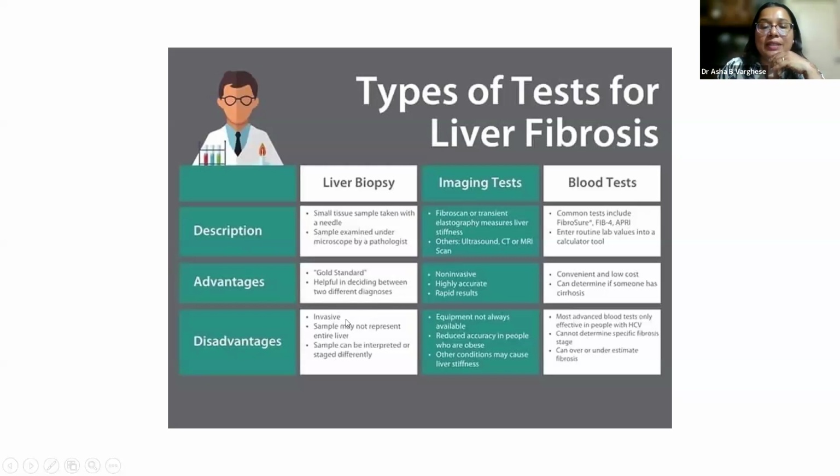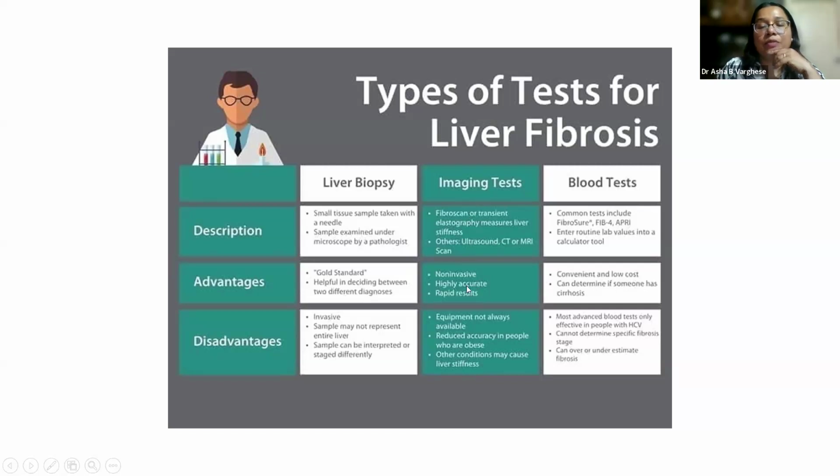What are the disadvantages? It is an invasive procedure. The sample may not represent the entire liver. See, a biopsy is only taken out of a small portion. A biopsy cannot be taken from the whole liver. So this is a disadvantage: we cannot tell if, say, the cancer has started in one particular portion and we are not able to reach that. You're taking a biopsy piece from a different area, so we might not come to a proper diagnosis. The sample can be interpreted or staged differently.